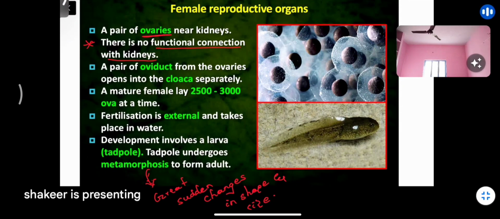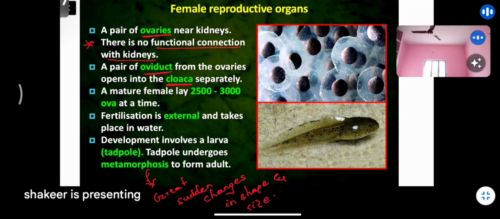So from the ovaries, the oviduct will start. A tube called the oviduct starts from the ovaries, and it opens into the cloaca separately. That means the whole passage which is followed in the case of the male frog is not followed here. Directly the ova are released into the oviduct, and the oviduct releases the eggs directly into the cloaca. From there it is released into the water, and in the case of the frog, external fertilization will happen. Are you able to understand?